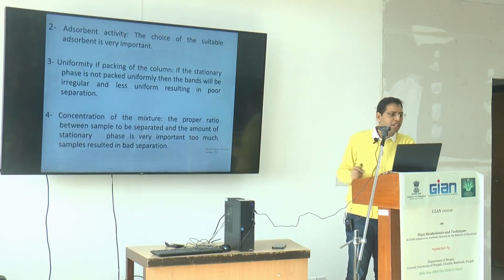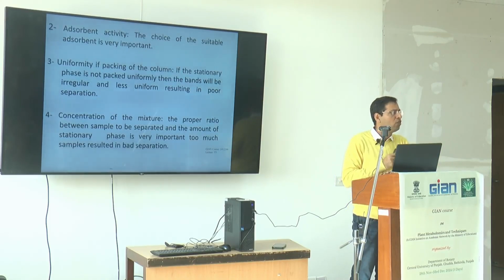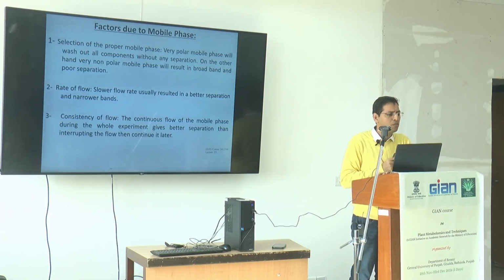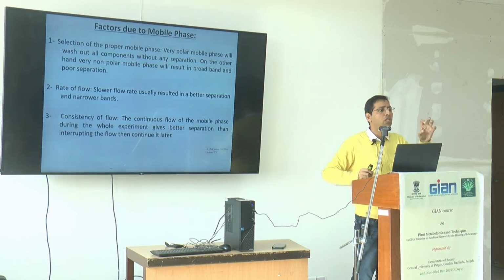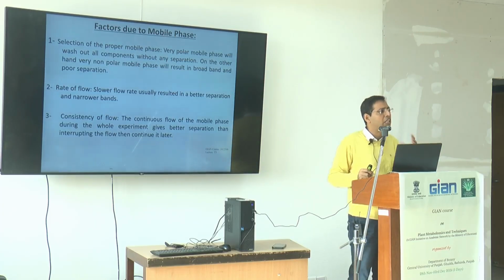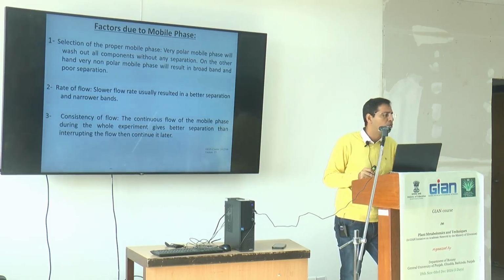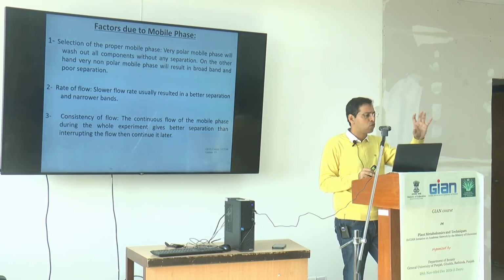Another point is the adsorbent activity, then the uniformity and concentration of the mixtures. We have to take care. The second point, as I told you, is the selection of the mobile phase. We have to find out what type of metabolites you want to work with. If you are working with polar metabolites, you have to use different solvents. If you are working with non-polar components, you have to use some organic solvents. The rate of flow also matters.